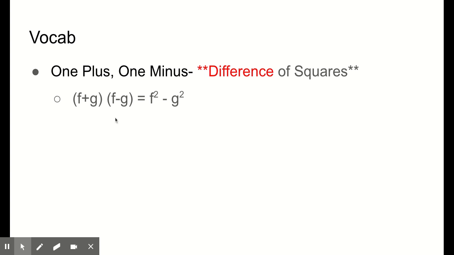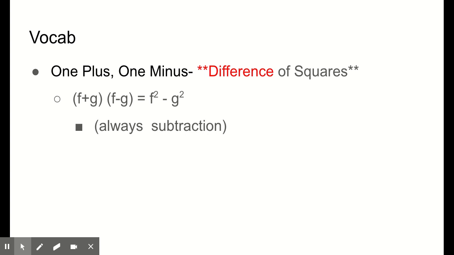For this one, just keep in mind that this is called the difference of squares because it's always subtraction. When you multiply it out, you're always going to get subtraction between the f squared and the g squared. Always subtraction. That's why it's called the difference of squares. So keep that in mind.